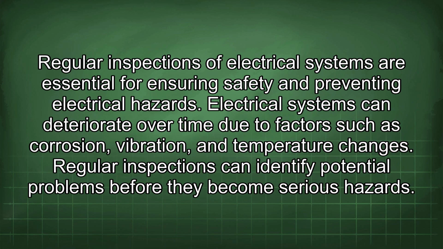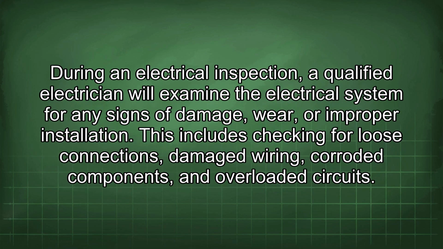Regular inspections of electrical systems are essential for ensuring safety and preventing electrical hazards. Electrical systems can deteriorate over time due to factors such as corrosion, vibration, and temperature changes. Regular inspections can identify potential problems before they become serious hazards. During an electrical inspection, a qualified electrician will examine the electrical system for any signs of damage, wear, or improper installation. This includes checking for loose connections, damaged wiring, corroded components, and overloaded circuits.